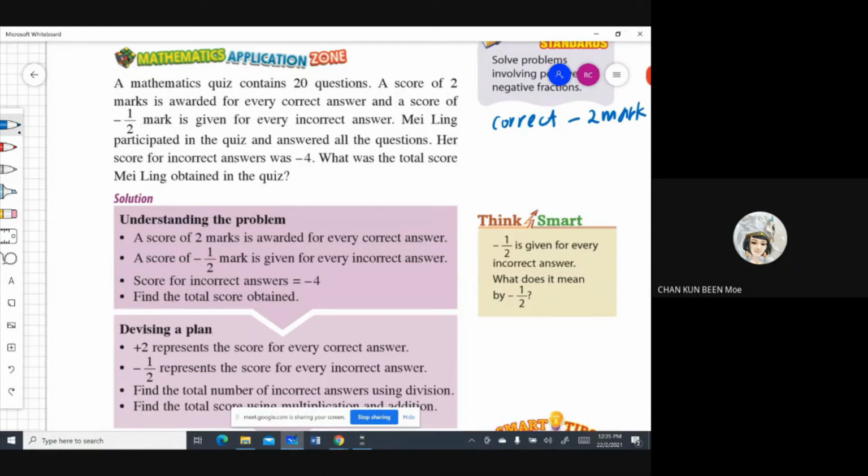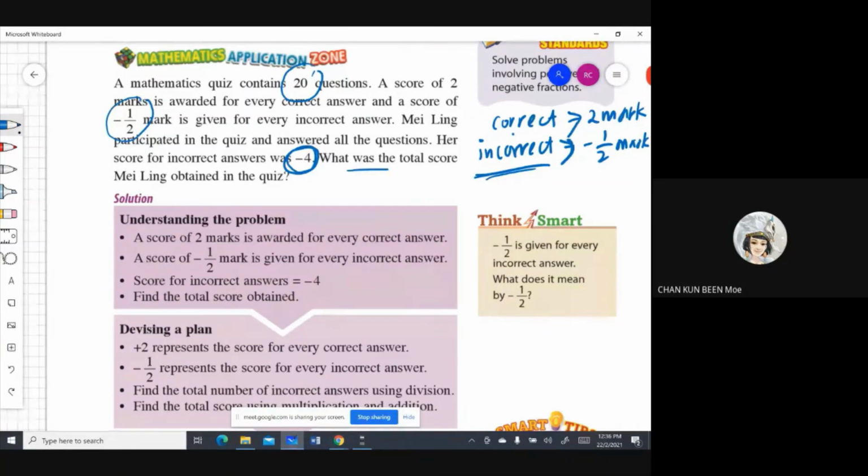And a score of negative 1/2 mark is given for every incorrect answer. So if you got it wrong, you will have negative 1/2 mark for each. Mei Ling participated in the quiz and answered all 20 questions. Her score for incorrect answers was negative 4, meaning we have to look for the incorrect questions. What was the total score Mei-Ling obtained in the quiz?